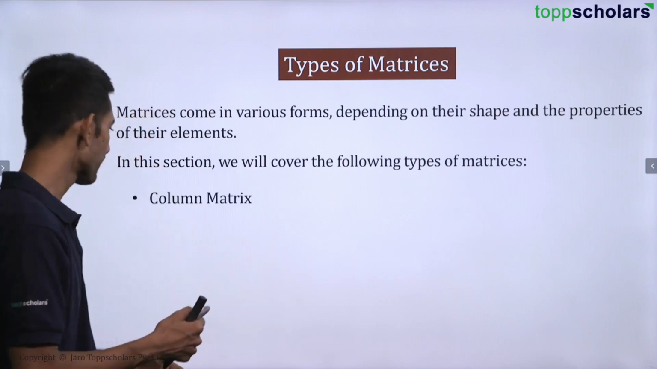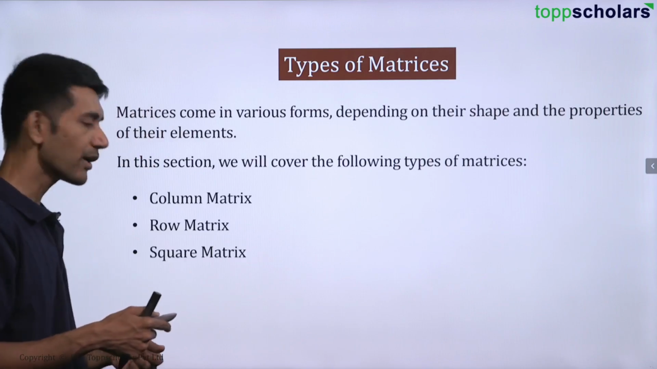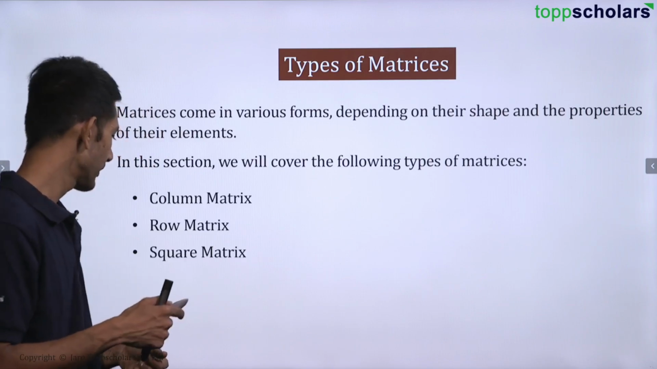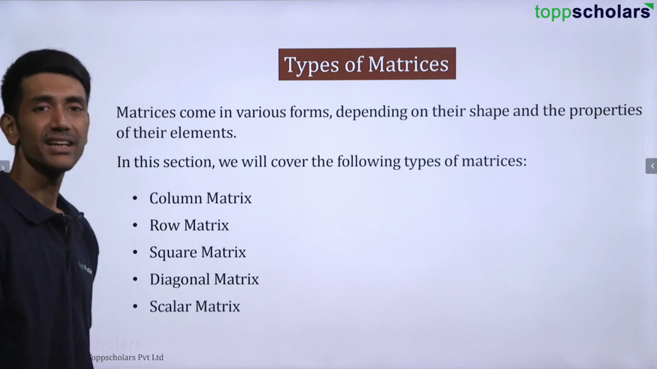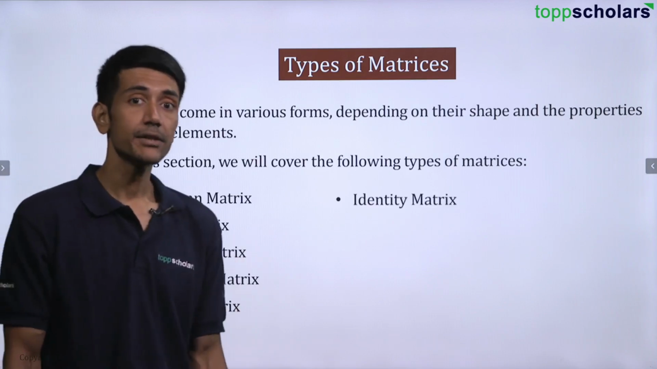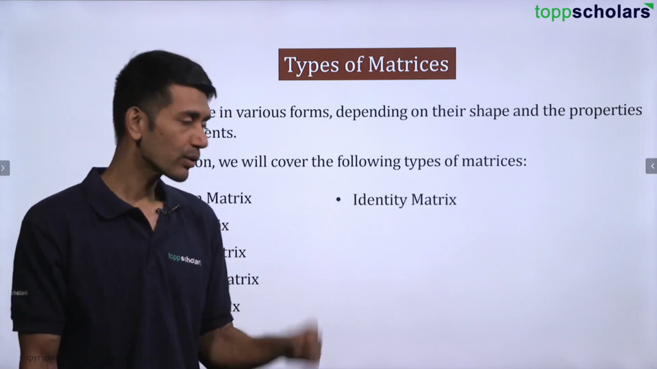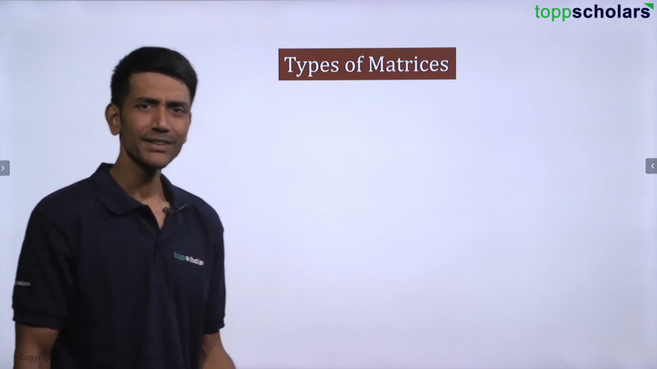What are they? What is the column matrix that we'll see? We'll see what is the row matrix. Then we are going to see what is the square matrix, then we will see diagonal matrix, and then we will see what is a scalar matrix. Then we will see what is identity matrix, very important because there can be questions based on this. Then we will see what is a zero matrix. So let us begin with the types of matrices now.